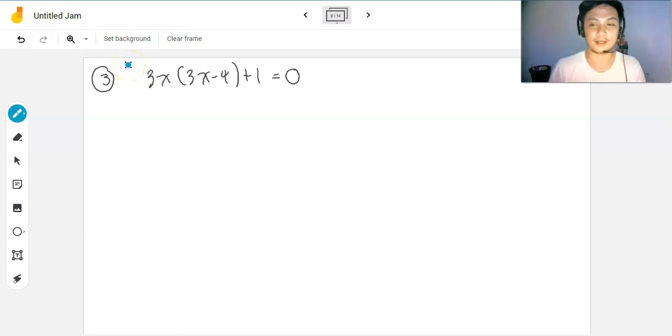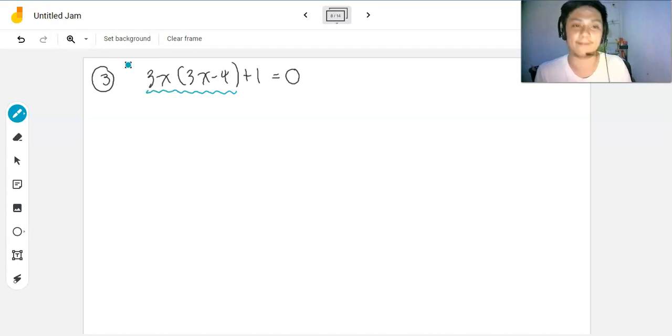At ayun na nga, nasa example 3 na tayo mga kaibigan, mga mathematician yan. So, ito ay hindi nakasulat sa standard form. So, ibig sabihin, kailangan natin gawin yon. Isulat ang equation in standard form. Paano? We have to get the product of this monomial and binomial.